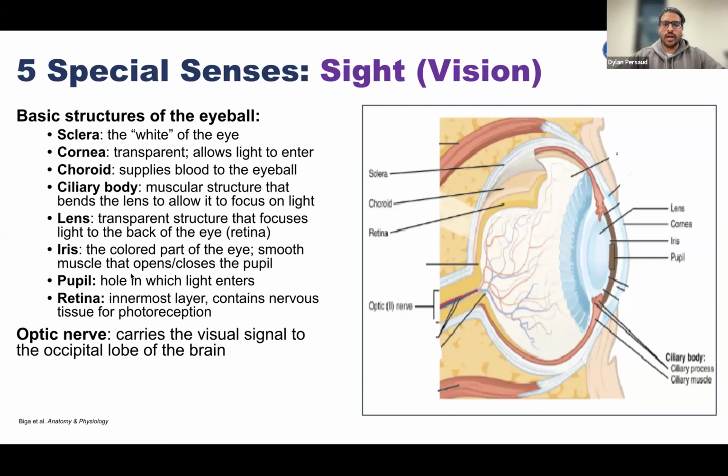The pupil is the hole at which the light enters, and then the retina is the innermost layer towards the back here. That is part of your optic nerve, which is actually processing the light that's hitting the retina and then taking it back to your brain. Okay, and then obviously the optic nerve is carrying that visual signal to the occipital lobe of the brain.